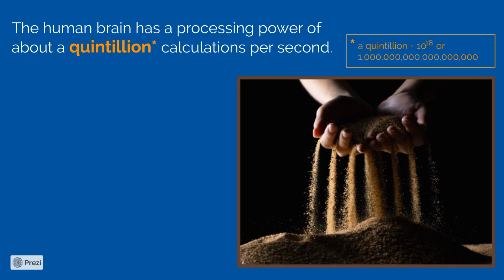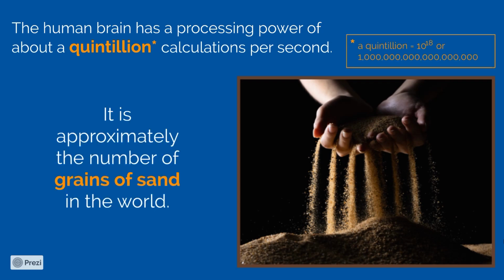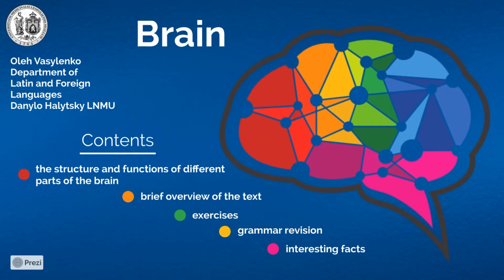The human brain has a processing power of about a quintillion calculations per second. It's 1 followed by 18 zeros. It's approximately the number of grains of sand in the world. As you can see, the human brain is an amazing organ. By understanding the anatomy and the different parts of the brain, we can gain insight into how our brains process information and how we interact with the world around us.